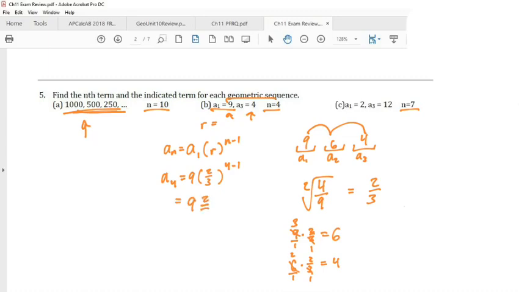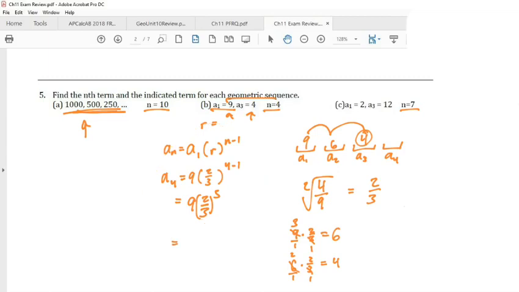Some of you guys might be thinking, why are you doing that? You don't have to do that. You just have to multiply 4 by that number yet again to find the fourth term. And you are correct, that would work. But then we wouldn't be reviewing the nth term formula. So I'm going to go ahead and finish my business.